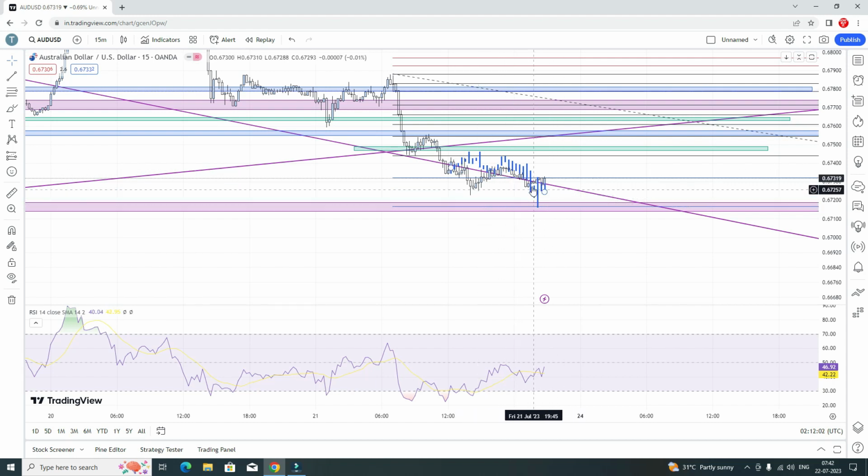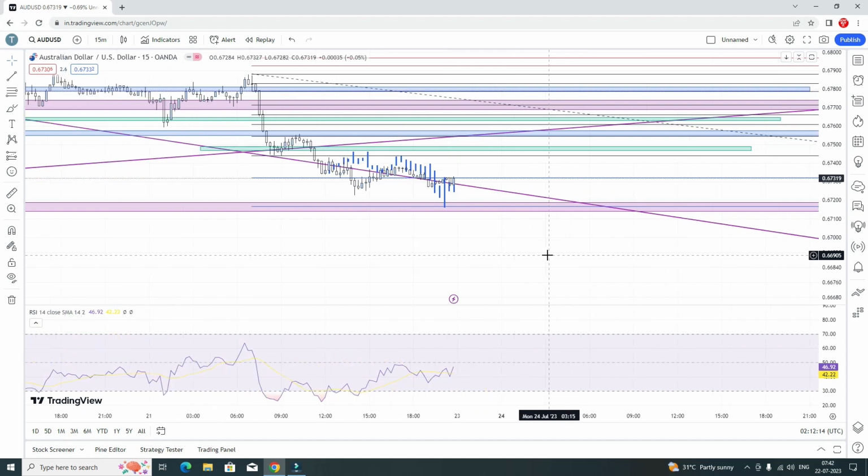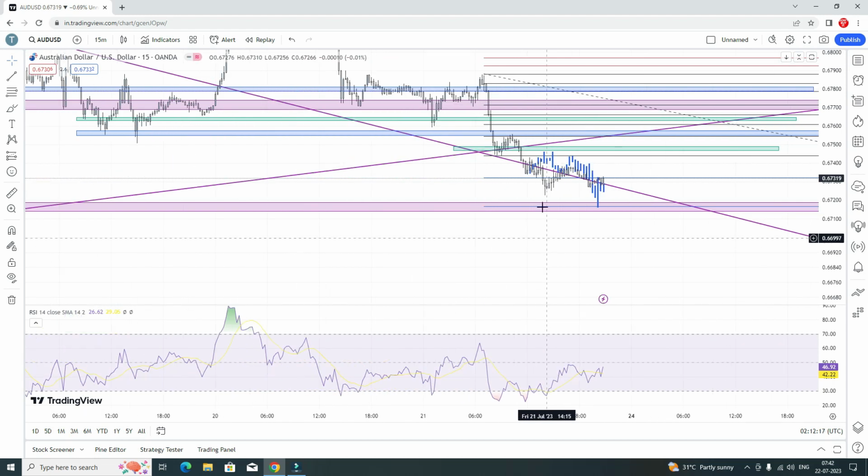But otherwise it more or less followed the direction that we were looking at, and that is along this trend line and in a downward direction. So I would say the analysis was pretty much correct, and we got it mostly right. It did move in a downward direction. It respected this trend line.